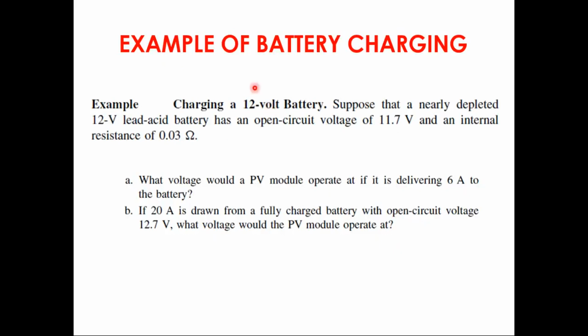So how can we charge a 12 volt battery using PV? Suppose a nearly depleted 12 volt lead acid battery has an open circuit voltage of 11.7 volt and an internal resistance of 0.03 ohm. The first task is: at what voltage would the PV module operate if it has to deliver 6 ampere current to the battery, meaning charging of the battery? And second, if 20 ampere is drawn from a fully charged battery with an open circuit voltage of 12.7 volt, at what voltage would the PV module be operating?